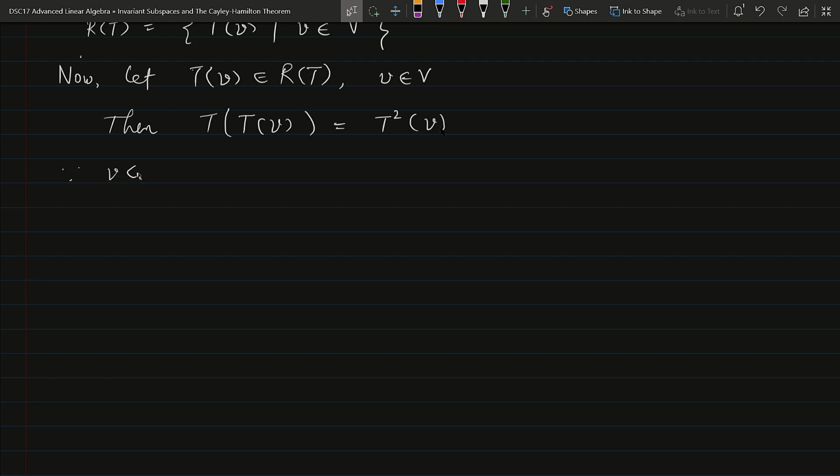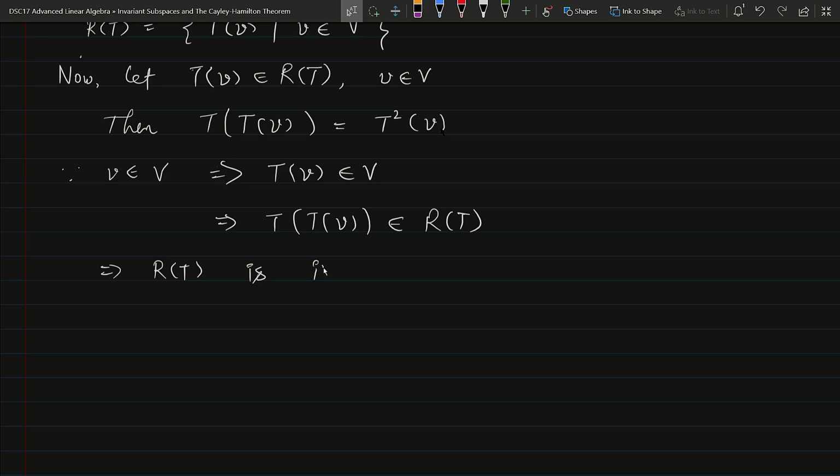Since v is in V, this implies T of v is in V, and whenever we have an element from the vector space V, its T image implies T of v must be in range of T, right? So for this particular element T of v, its T image, T of T of v, is in range of T. So this implies that range of T is T invariant. Okay.